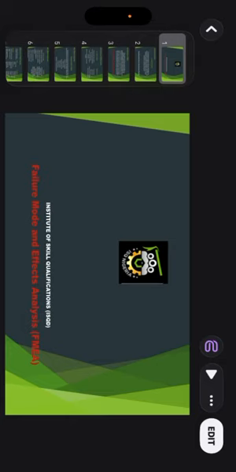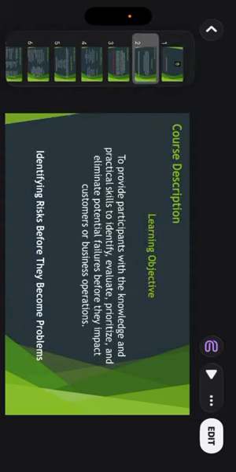So we're looking at failure modes generally, how to perform a root cause analysis on possible causes of failure in a process, in a product, and whatsoever. What this course will do for you as a candidate is that it's going to provide you with the knowledge and practical skills to identify, to evaluate, to prioritize, and eliminate potential failures before they impact customers or business operation.